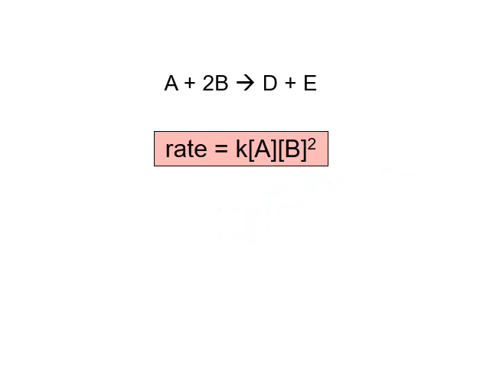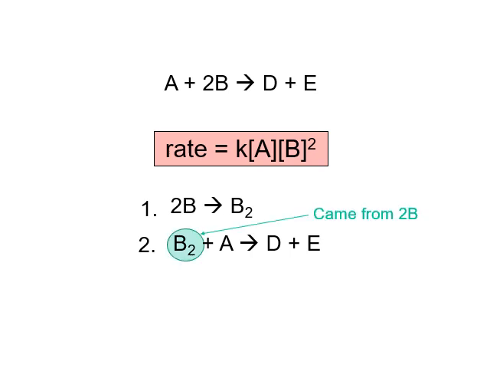Finally, here's another example. So we've got A plus 2B again, giving D plus E, but this time the rate equation is k[A][B]². So we've got 2 steps again in this mechanism. So 2B becoming B2, so just 2 molecules of B or moles of B combined to make B2, and then the B2 intermediate reacts with the A to get D plus E. Now there is A in that rate equation, and that means that step 1 cannot be the rate determining step because there's no A in there. Step 2 must be the rate determining step.